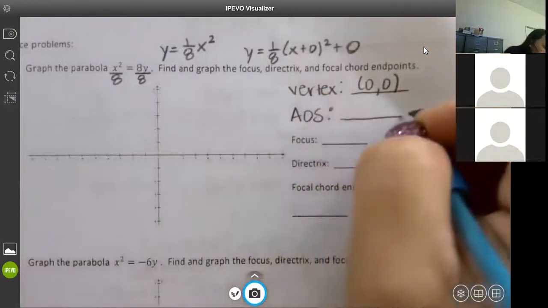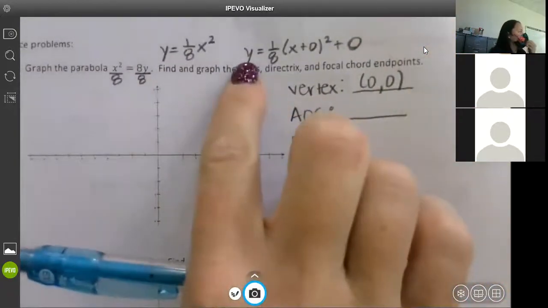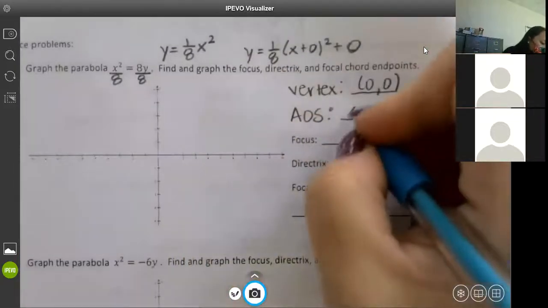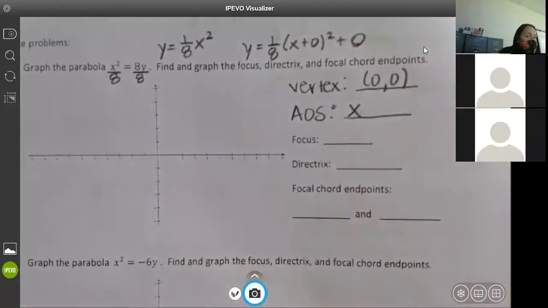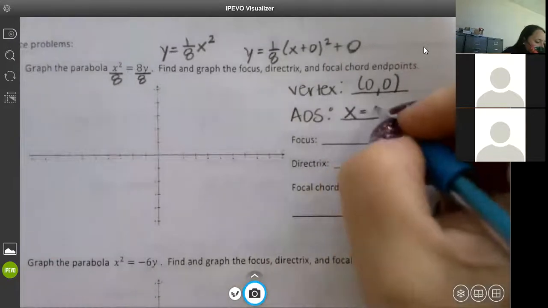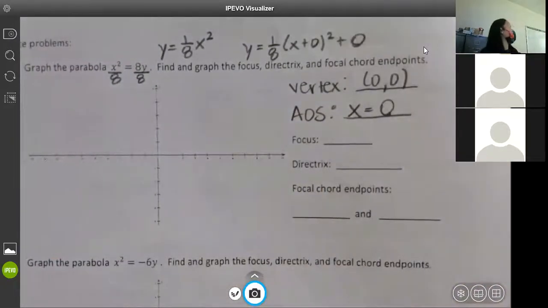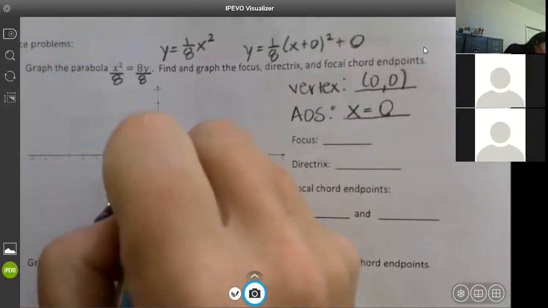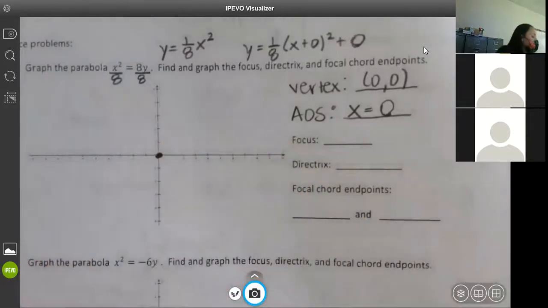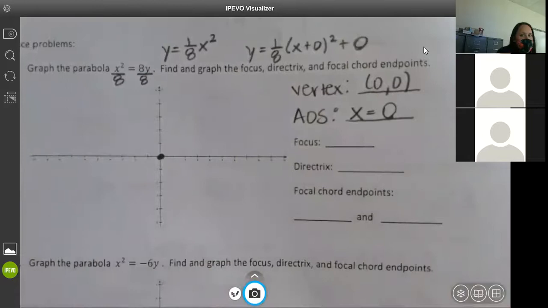What's your axis of symmetry? If your equation is y equals, remember your axis of symmetry is the opposite variable, which is x, and it's the x coordinate of your vertex. If it would have been a y, it would be the y coordinate. So tomorrow we'll do sideways parabolas, so we'll be using the y, okay? All right, so your vertex is at 0, 0. I'm going to go ahead and put that there. Your axis of symmetry is going to be the y-axis on this one.